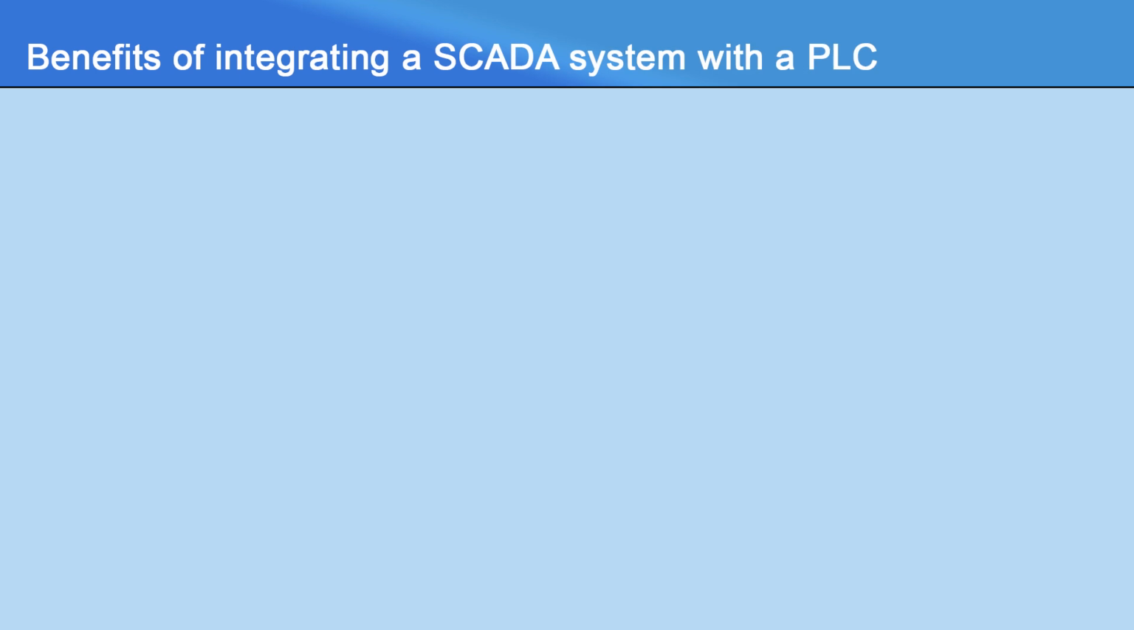Now, what are the benefits of integrating a SCADA system with the PLC? Integrating a SCADA, the supervisory control and data acquisition system, with the PLC, the programmable logic controller, is highly advantageous in industrial automation, enhancing the control and monitoring and increasing the overall operational efficiency. So, here we will discuss some of the key benefits of integrating the SCADA with the PLC.